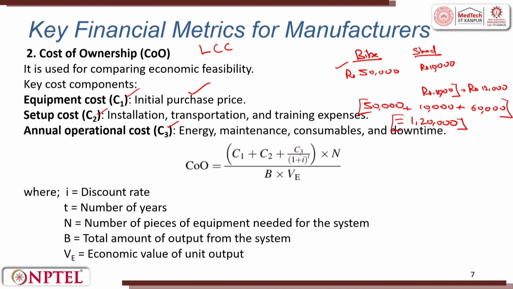that is discounted, that is C3 present value we are talking about. Present value C3 by (1 plus i) per T, this is the present value, into N. N is the number of pieces of equipment, and this is divided by B into VE, where B is total amount of output from the system and VE is the economic value of unit output.